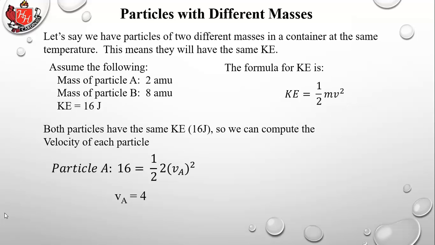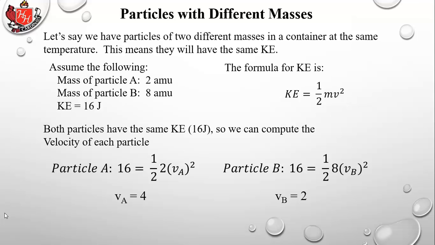Now let's do the same thing for the heavier particle, the 8 AMU particle B. Again, the kinetic energy is 16 because the temperature is the same. That equals 1/2 the mass, which is 8, times VB, the velocity of particle B, squared. When you solve for the velocity of B in that equation, you get the velocity of B equals 2. So particle B was 4 times heavier than particle A, and it moved half as fast as particle A.